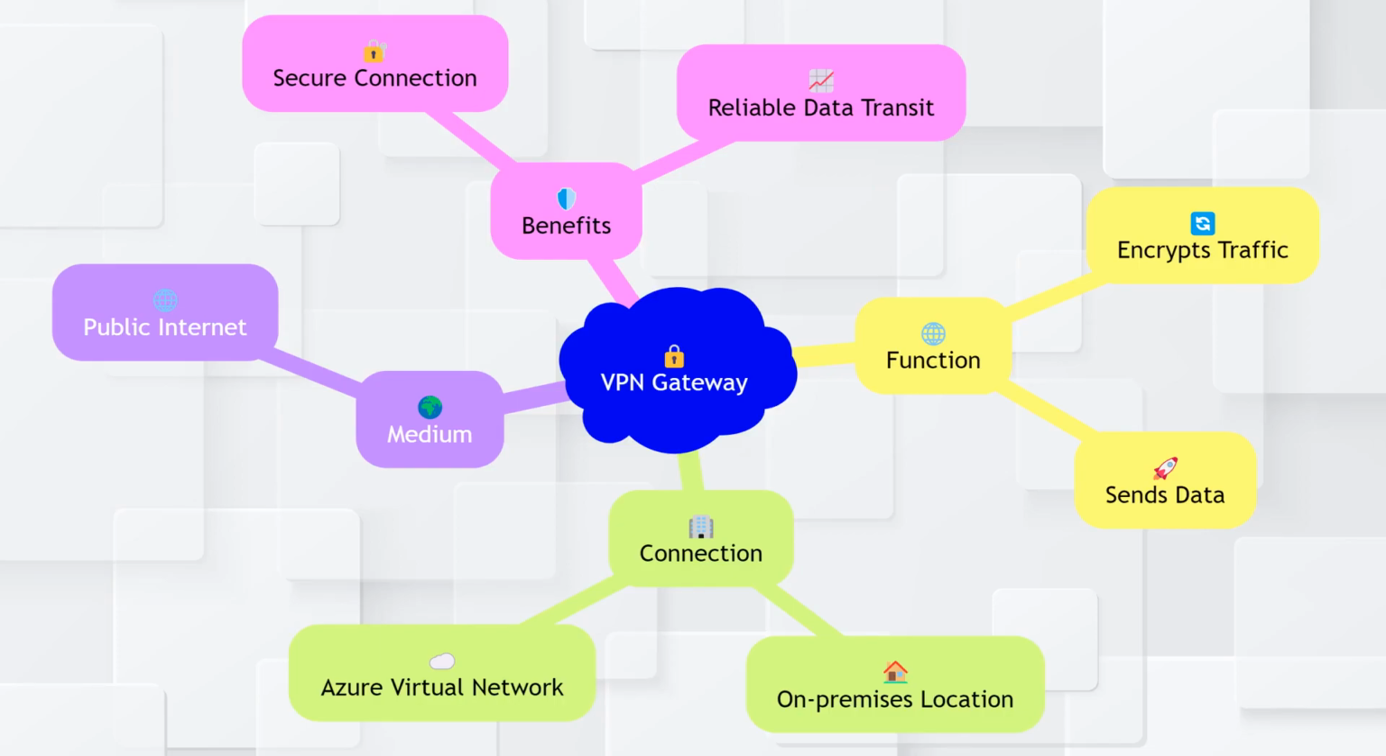A VPN gateway is a specific type of virtual network gateway that sends encrypted traffic between your Azure Virtual Network and your on-premises location over the public internet. It provides a secure and reliable connection, ensuring that your data is protected during transit.